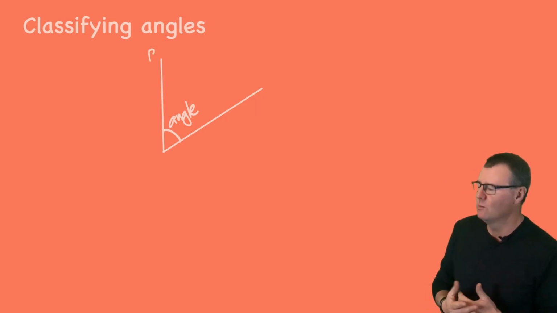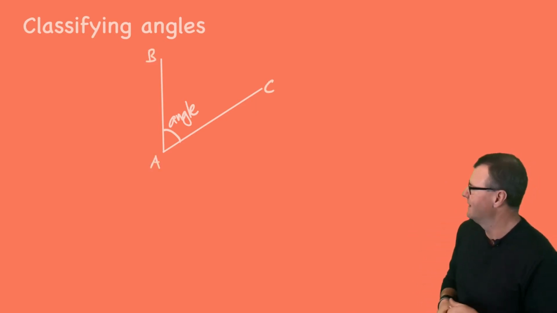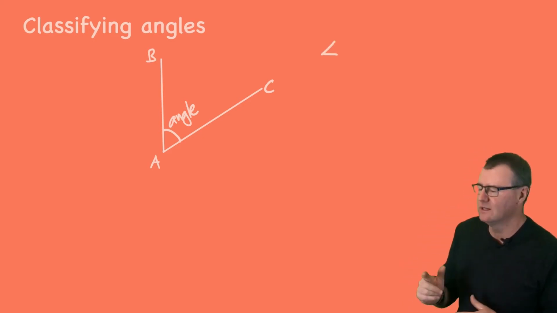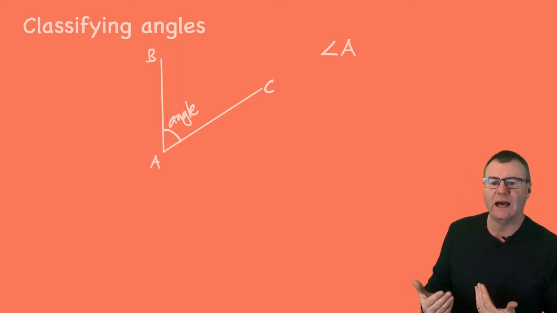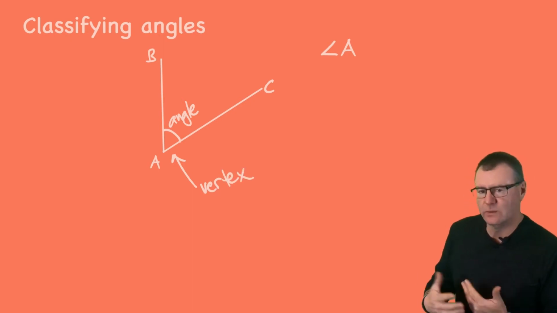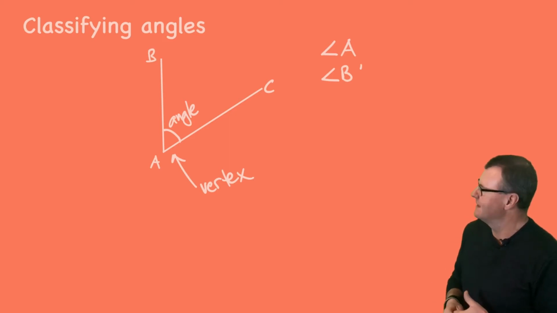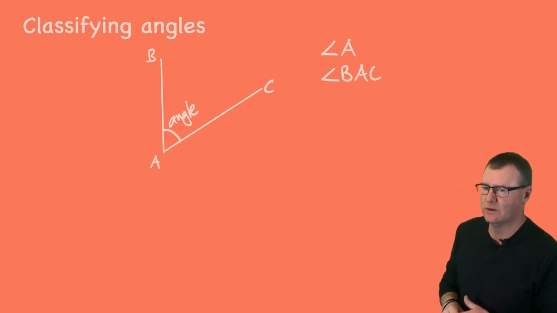Traditionally, we label them with capital letters. So in this case, I've labeled it B, A, and C. Now, what is the name of that angle? There's a couple of different ways of doing this. We use this little angle symbol to say angle. In this case, I could say angle A, because where the vertex is, that's pretty important for us. So we could say it's angle A. We could also say it's angle BAC. And you'll see that the A is in the middle because the vertex always has to go in the middle.